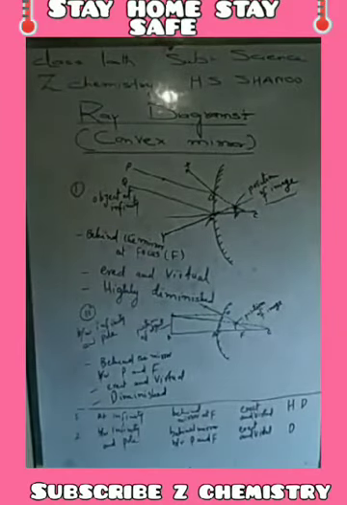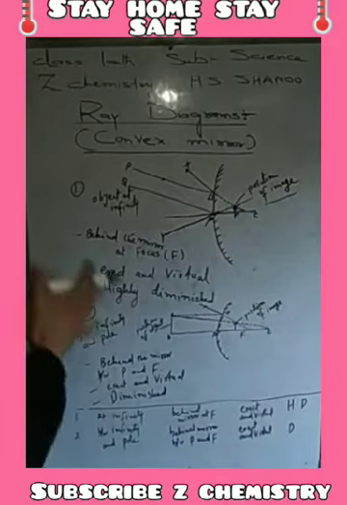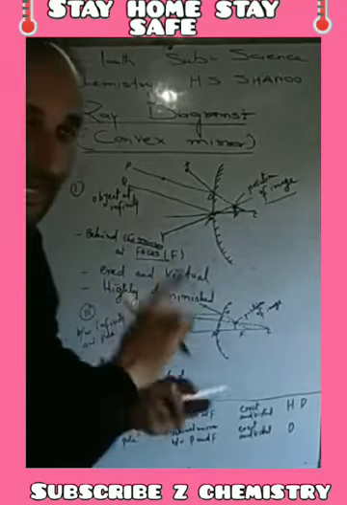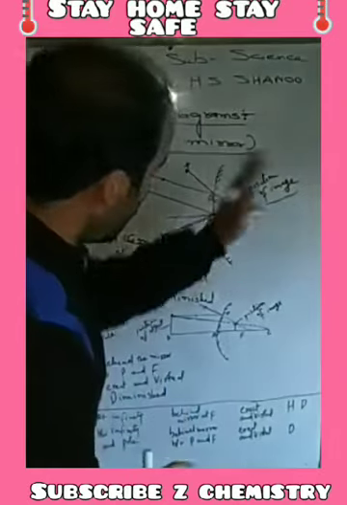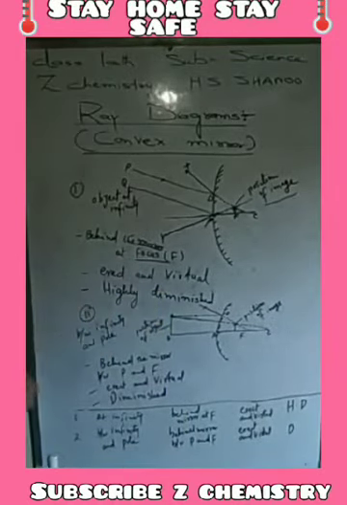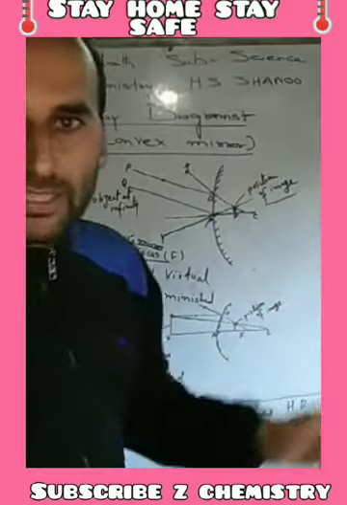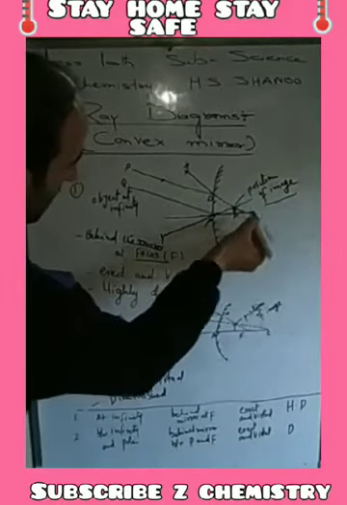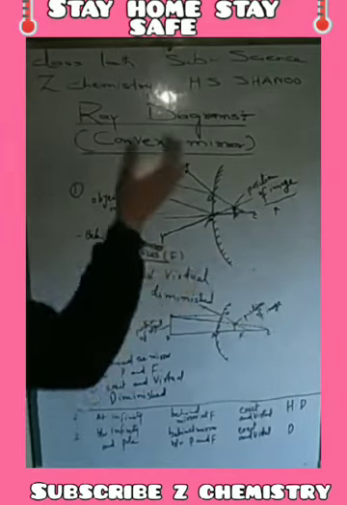In this particular case, when the object is kept at infinity, the image is formed behind the mirror, and the position is the focus. Behind the mirror at the focus. The nature of the image formed in a convex mirror is always erect and virtual. Its position is just like this. It is erect and it is virtual.